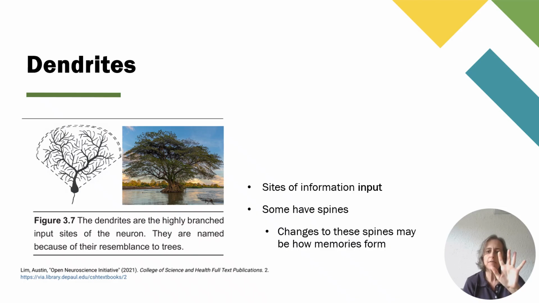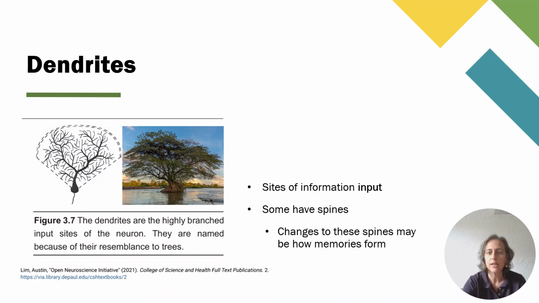So some of those branches then have little protrusions, little spikes, little spines on them, which are sites of communication with other neurons. And so there's a lot of people currently researching how, when memories form or when things happen to people, those spines may actually be changing in response to that. So a certain spine may contain a certain memory. I don't know, it's wild. Okay, so that's kind of cool.